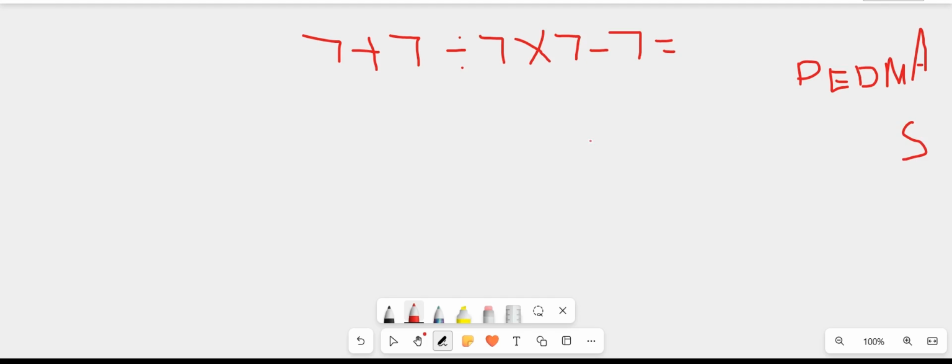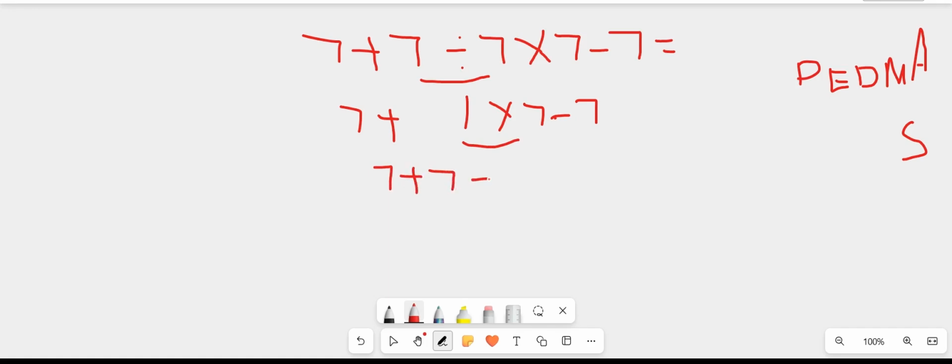So in our case, we don't have parentheses, we don't have exponents, but we have division. So first, we need to divide this. So we will get 1 and write the other terms as such. Okay, 7 plus 1 into 7 minus 7. After division, what comes next in priority is multiplication, right? So multiply this. So 7 plus 1 into 7 is 7. 7 plus 7 minus 7.